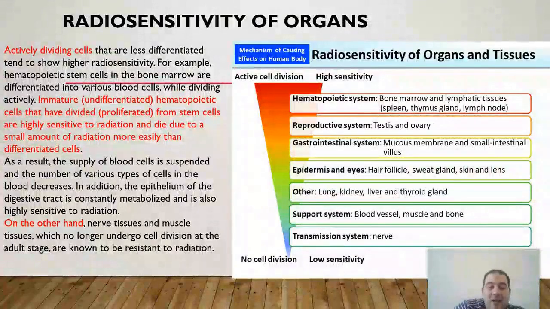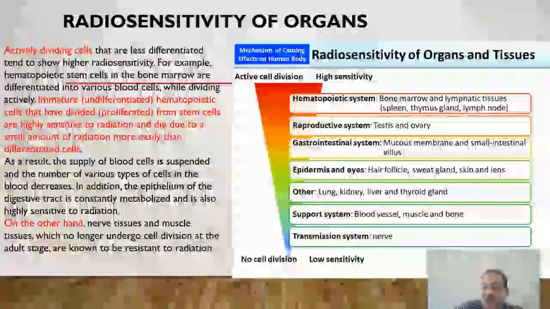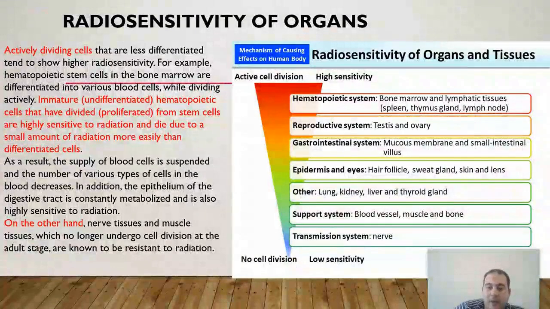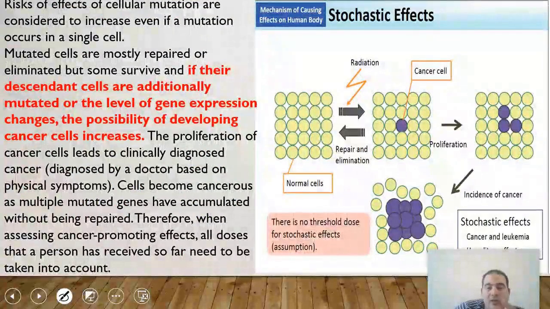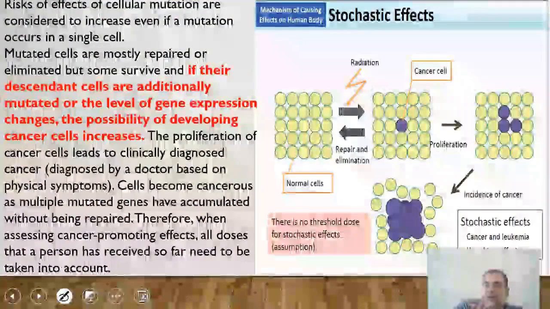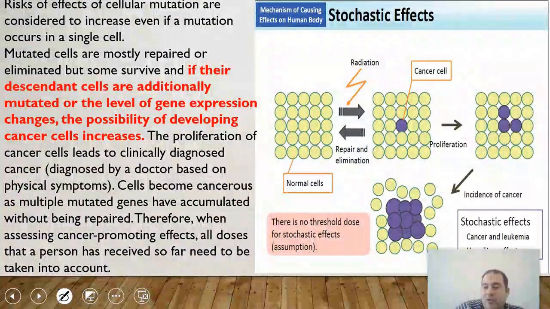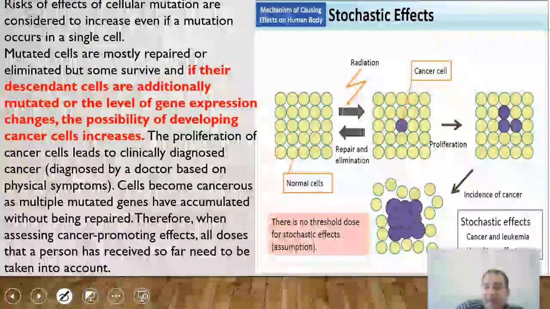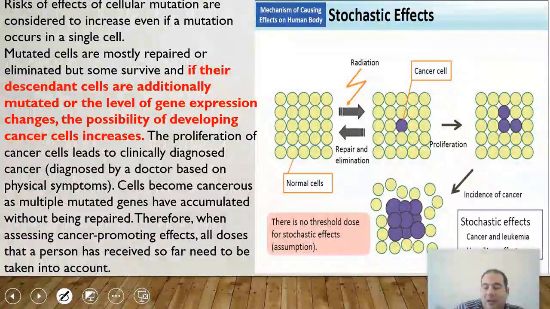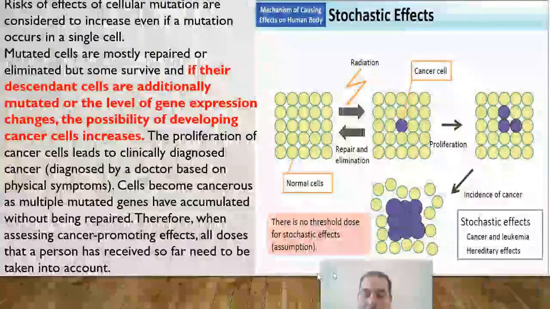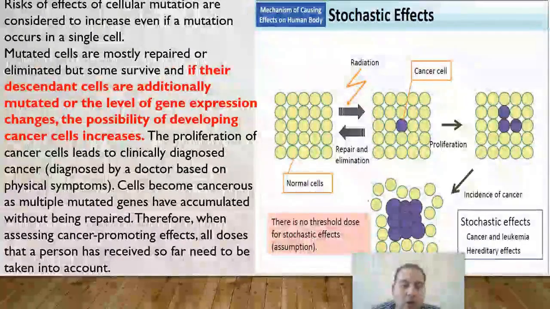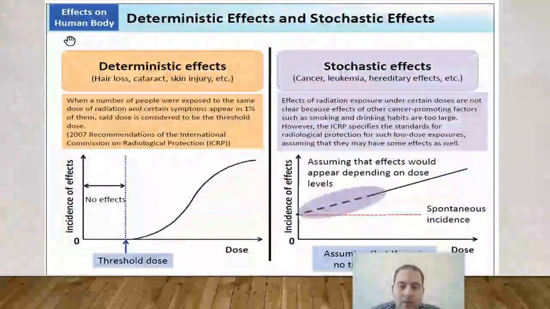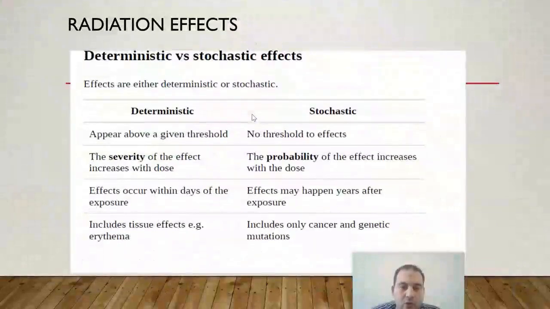Are these cells affected or not? Okay. Stochastic, as we were discussing: normal cells can develop into one cancer cell that undergoes proliferation, which can then lead to cancer or leukemia. For example, is this process stochastic or deterministic? The hereditary effects or genetic effects that exist are all types of stochastic effects. So, let's summarize this.